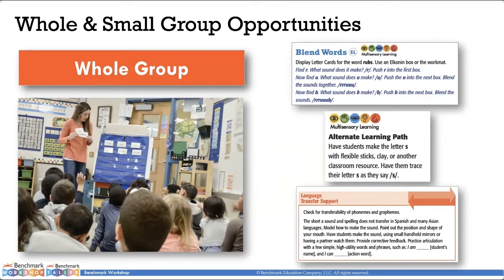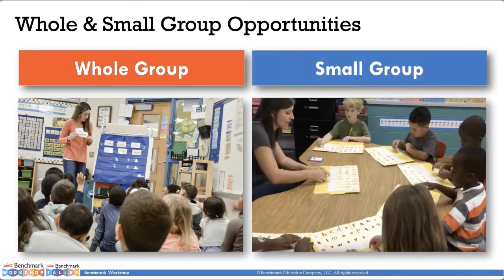There are daily explicit systematic phonics lessons that are about 15 to 30 minutes long, depending on the day and student needs. In these lessons, you'll find opportunities to provide multisensory learning experiences, alternative learning paths, as well as language transfer support for our English learner students. Also, for each whole group phonics lesson, there is a small group option each day as well. This allows for further opportunities to differentiate instruction to meet the needs of learners.